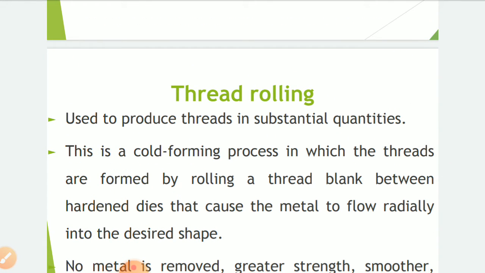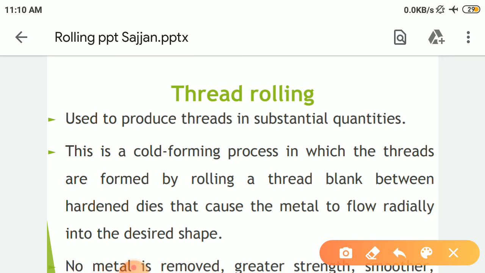Now in thread rolling, we have some thread forms on the rollers, and our workpiece will pass between these rollers, and then threads will be produced on the workpiece. So it is used to produce threads in substantial quantities. This is a cold forming process. Now this is very important.